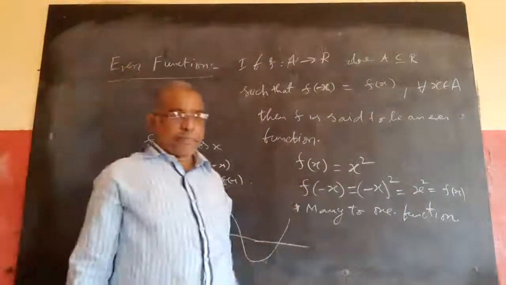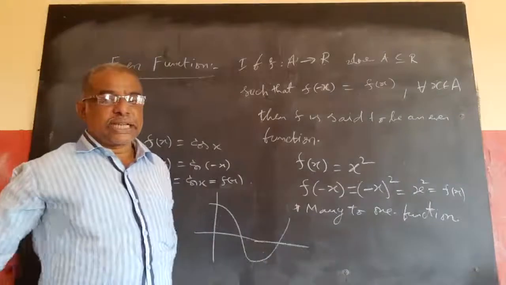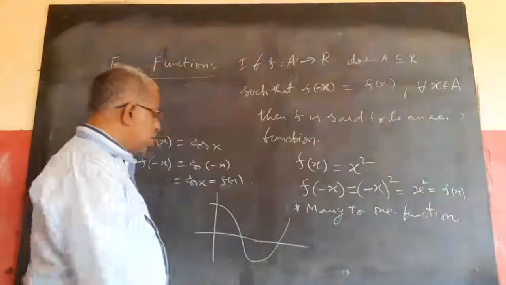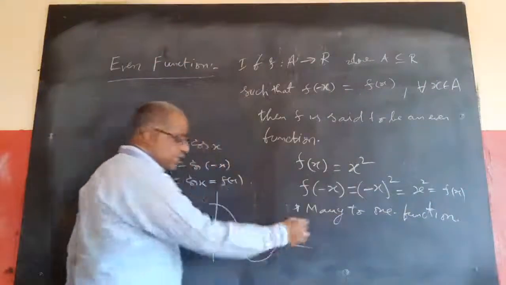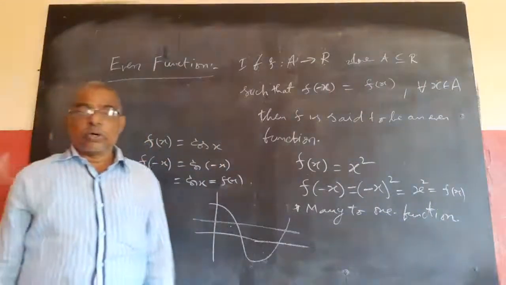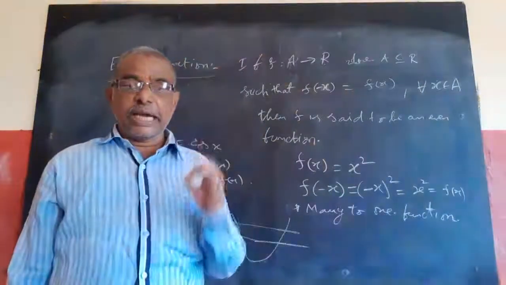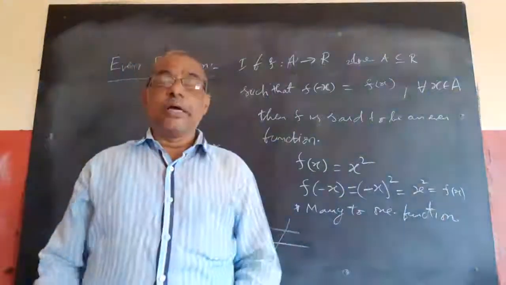Here this is non-periodic. So what I want to say is it can be periodic or non-periodic, but it should always be many to one. If you draw the horizontal line, it always cuts more than 1 point. So this can never be a one-one function. Even function should always be a many to one function.